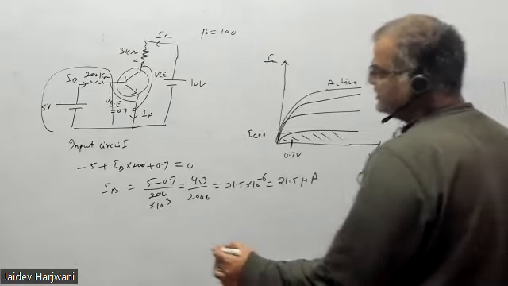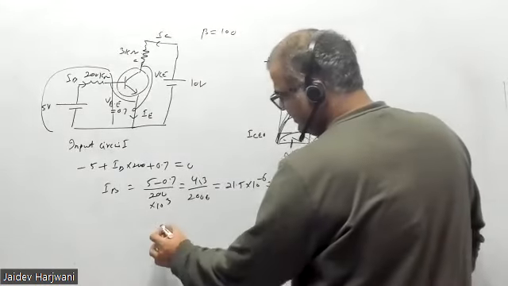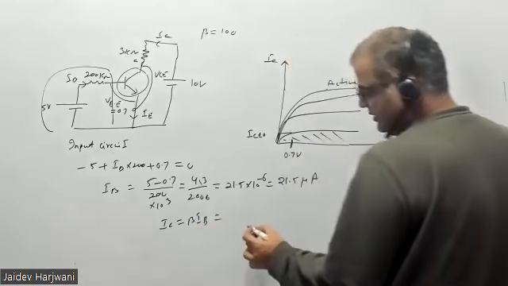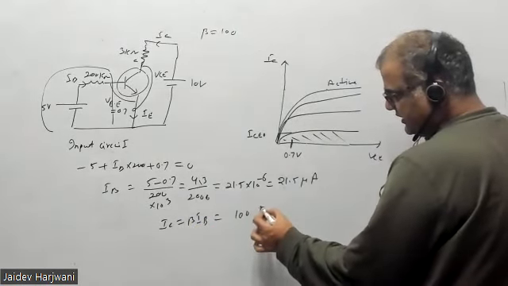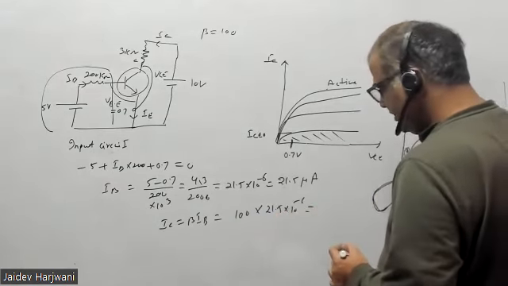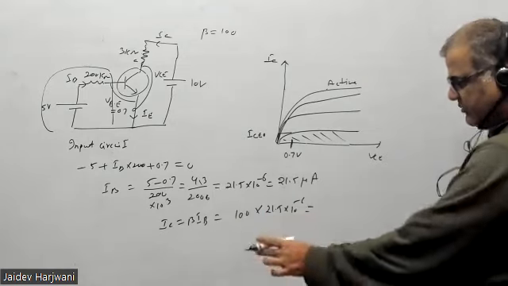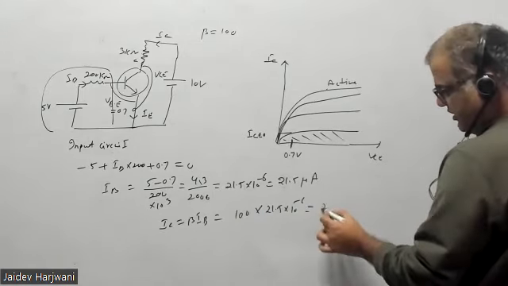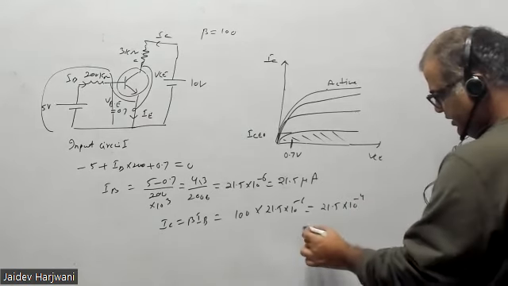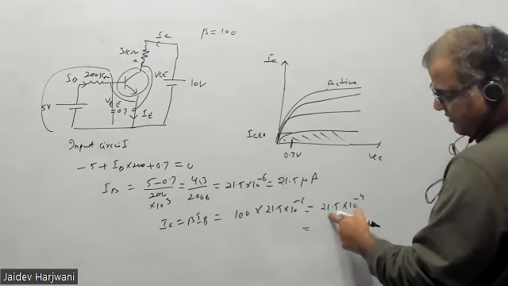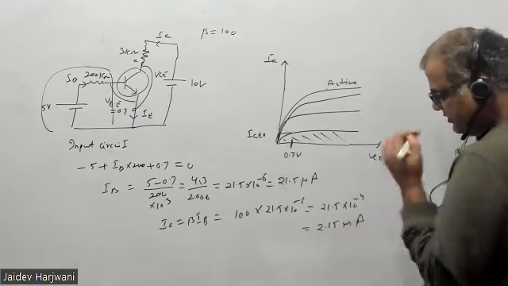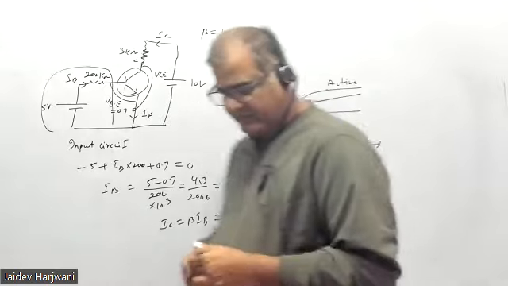Now you want IC, you got IB. IC will be your beta IB. So beta is 100, and this is your 21.5 into 10 raised to power -6. How much will come? Tell me. So this will be 21.5 into 10 raised to power -4. Or you divide by 10 and divide by 10 here. So this is 2.15 milliampere. Perfect.